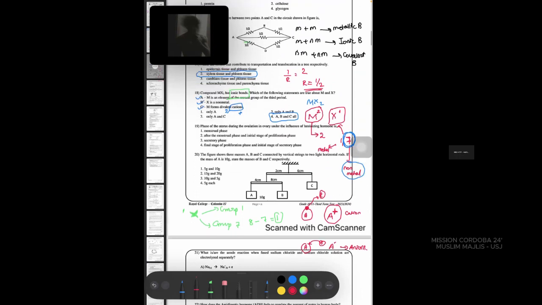Next question. Phase of the uterus during ovulation under the influence of luteinizing hormone. Right. Now, if you look at the menstrual cycle of a female, there are 4 stages. Can someone quickly tell me what the 4 stages of the menstrual cycle are?